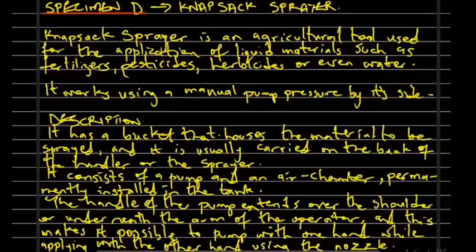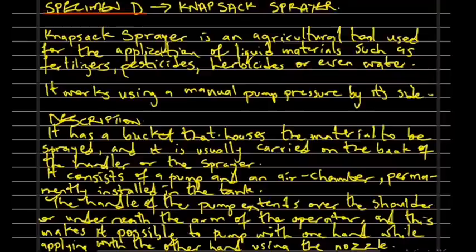So with the description now, it has a bucket that houses the material to be sprayed, and it is usually carried on the back. Yes, it is the operator that carries the knapsack sprayer on his back, and the operator fastens it to the back using the straps that it has. This knapsack sprayer comes with straps, two in number. The operator will carry them on the back, having the lever on the left-hand side.